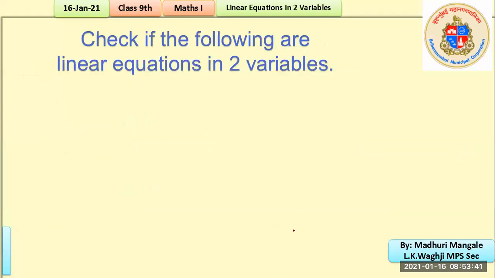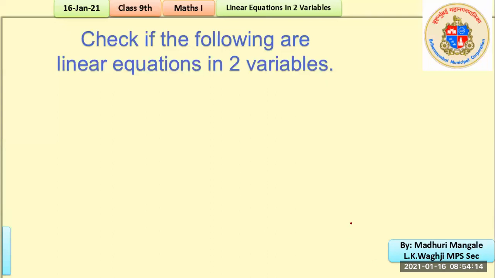Check if the following are linear equation in two variables. Now this type of questions are very important because they are asked for 1 mark as MCQ. Okay, it can be multiple choice question or it can be a straight question. And this is important because this same topic is there in class 10, and similar type of MCQ problems or 1 mark questions are asked in class 10th also. So this is a very basic and important question for both the class 9th and 10th.